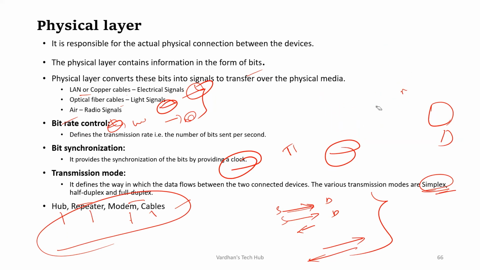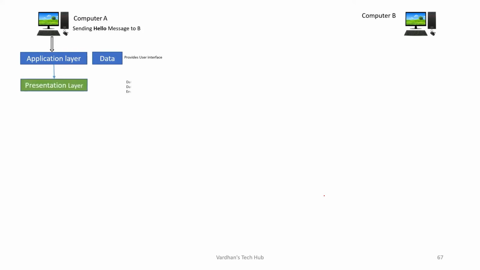Let's go through a small demonstration of what happens if A and B are communicating with each other. Suppose we have computer A and computer B. Just observe clearly what is happening; it's a small animation. Sending a hello message to B. In the application layer, it provides a user interface to send the hello message. So here the data is hello, and the next layer is the presentation layer. In the presentation layer, data translation, data compression, and encryption happen to the data.